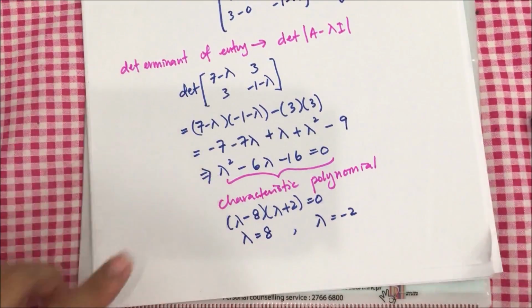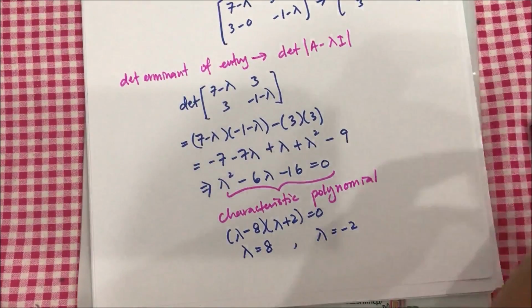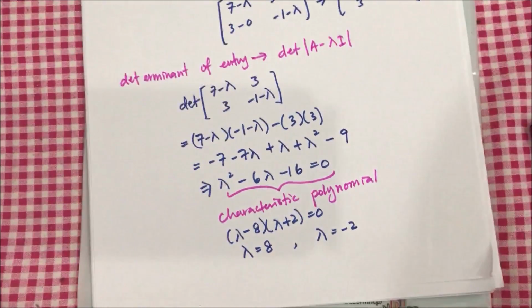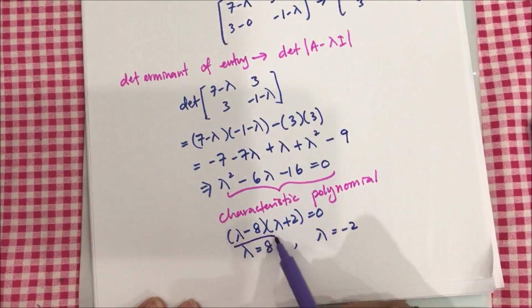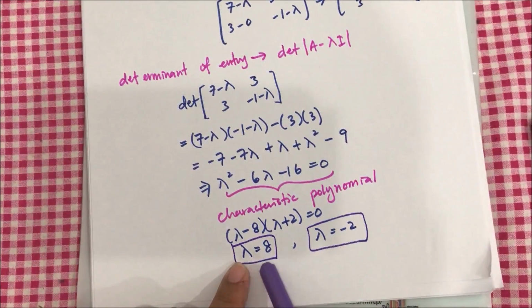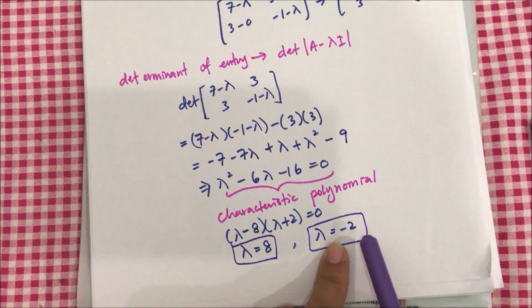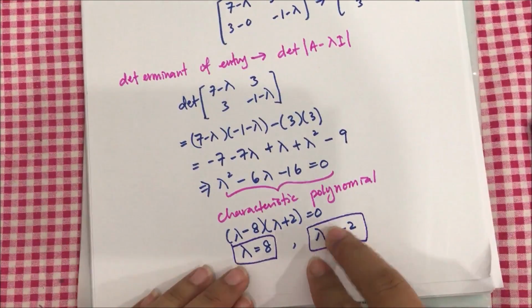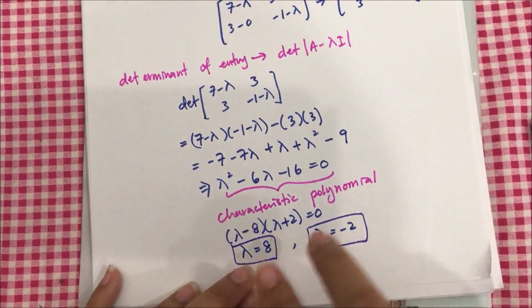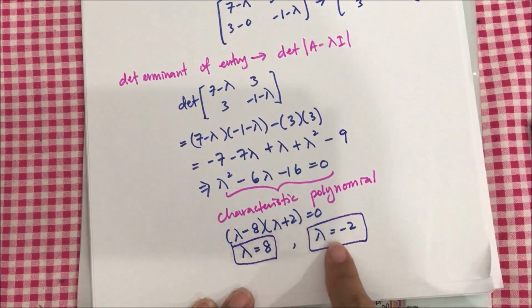So we will have two eigenvalues here, one is 8 and one is negative 2. Both of these eigenvalues will have their own eigenvectors. So now we already have the eigenvalues, and we have to find the eigenvectors of these two eigenvalues.